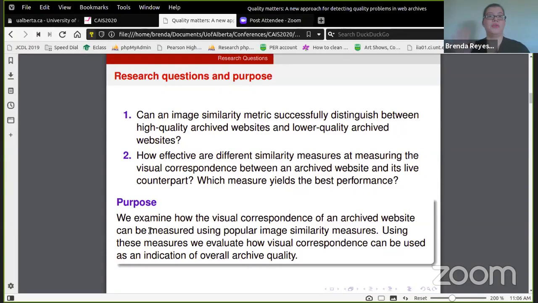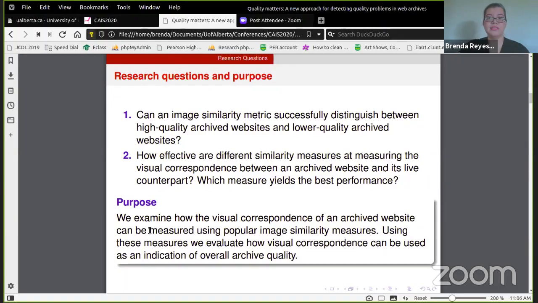And so my question is this: can an image similarity metric successfully distinguish between high quality archive websites and lower quality archive websites? By high quality, I mean archive websites that resemble their original live counterparts exactly, and by lower quality, archive websites that, as we've seen, don't resemble anything like the original.